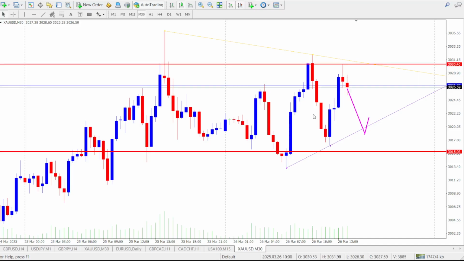Then for a sell trade, you wait for the ascending trend line to break and ensure the candlestick has closed.